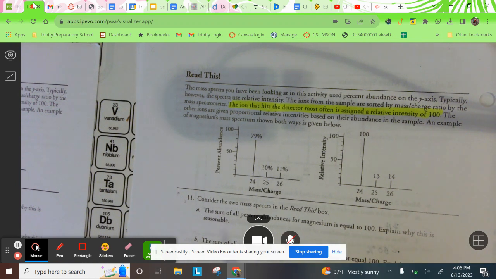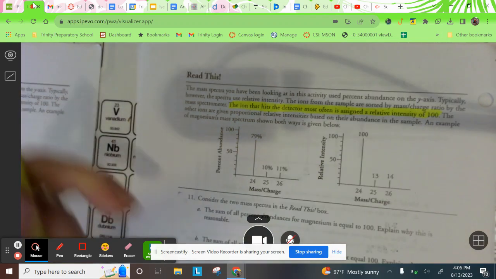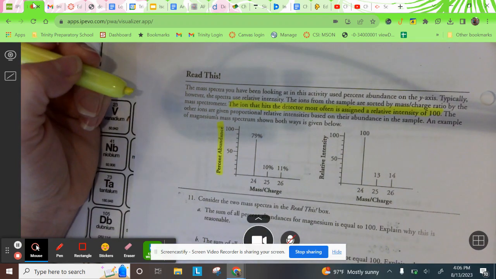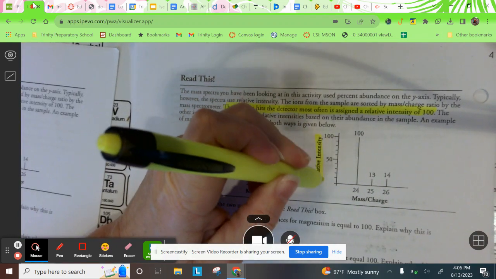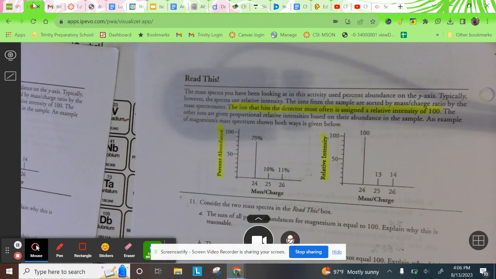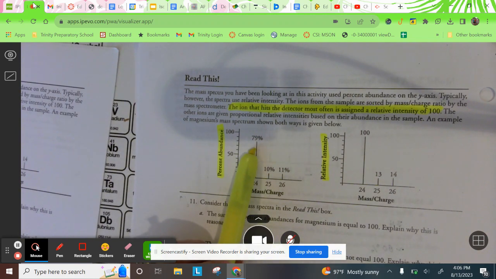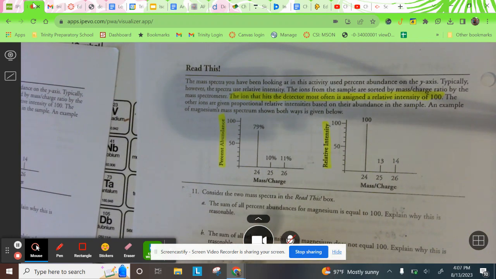So it is important to look at what the axis labels are. The y-axis here is the percent abundance, which we've been used to now. And now they're saying, oh, we can do it another way. We can do it as relative intensity. So you can see they convert the highest peak to 100 and then figure out the others besides that. You're just using a little bit of math here.